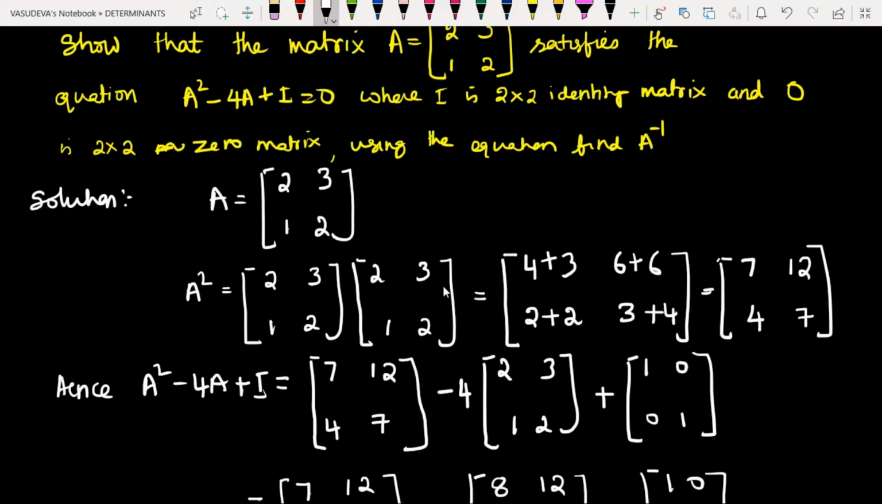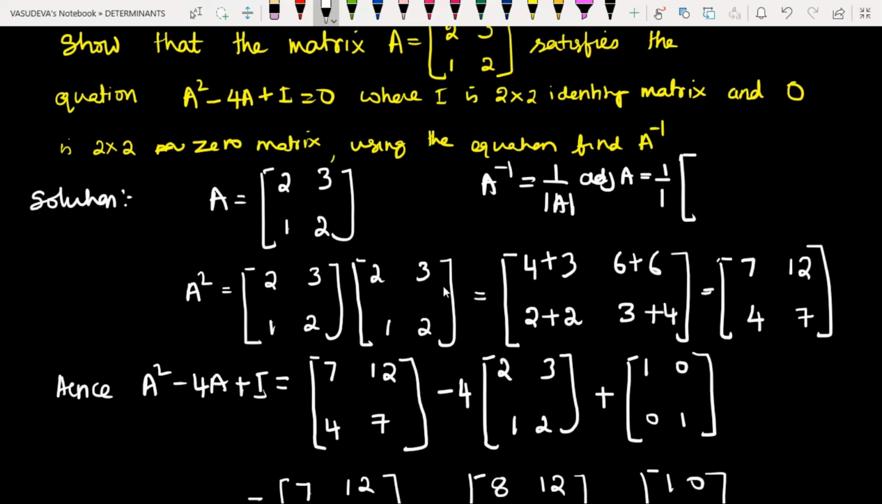Actually we know how to find the inverse of a matrix easily, but here we have used the equation A square minus 4A plus I. So you know that A inverse is 1 by determinant of A into adjoint of A. This is the formula that we know. So determinant of A is 4 minus 3, this is 1 by 1.